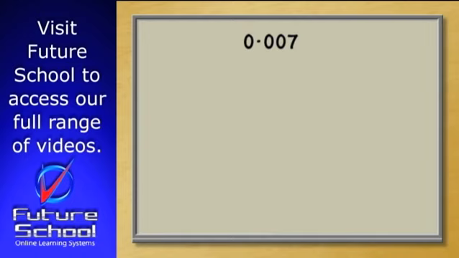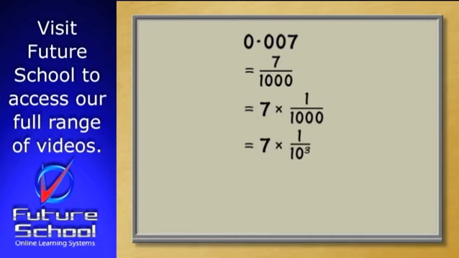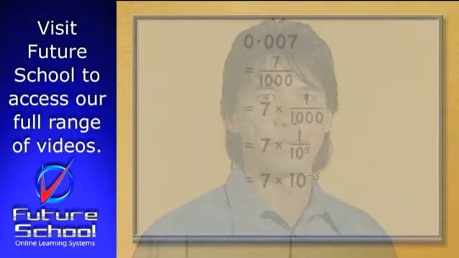Now, from your work on decimals, you know that 0.007 as a fraction is 7 over 1000. This can be written as 7 times 1 over 1000. 1000 is 10 to the power 3, and as we saw earlier, 1 over 10 to the power 3 is 10 to the power minus 3. So that's why 0.007 is expressed as 7.0 times 10 to the minus 3 in scientific notation.